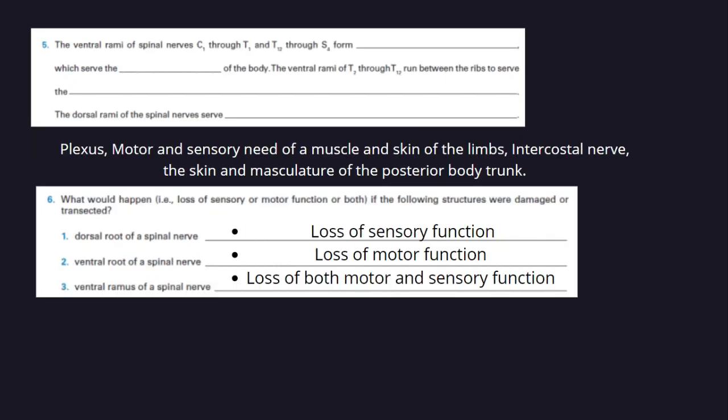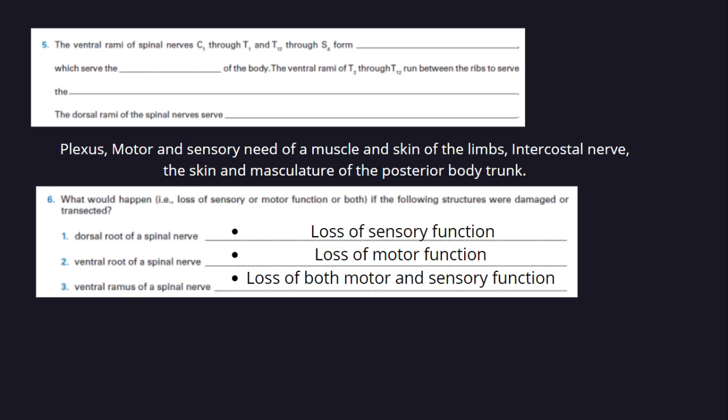The ventral rami of spinal nerves C1 through T1 and T12 through S4 form plexuses, which serve the motor and sensory needs of the muscles and skin of the limbs of the body. The ventral rami of T2 through T12 run between the ribs to serve as the intercostal nerves. The dorsal rami of the spinal nerves serve the skin and musculature of the posterior body trunk.